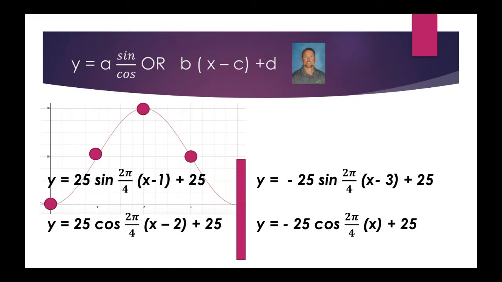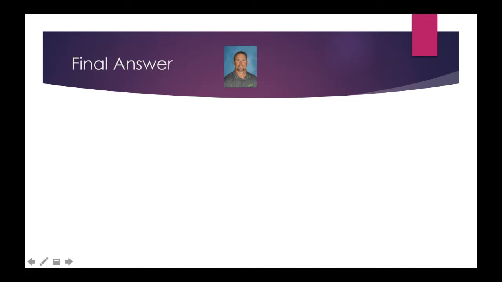If you start in the middle and go up, find your phase shift, and that's a sine graph. Start in the middle and go down, you find your phase shift, that's a negative sine graph. If you're starting at the very top, that's a cosine graph, and if you're starting at the very bottom, that's a negative cosine graph. So there are your equations from Mr. Klein's bike.